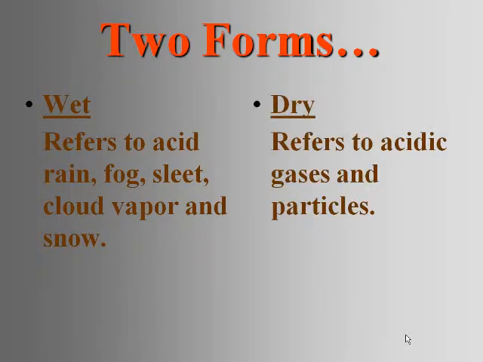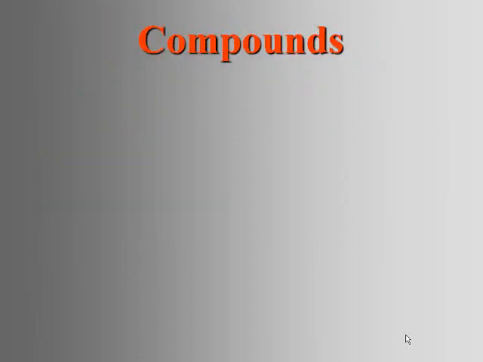Okay, so we can have wet or dry acid rain, 2 different types. The wet type refers to the actual precipitation, anything that's actually falling. For example, rain, fog, sleet, cloud vapor, snow that is acidic. And then the dry acid rain is like a fog, or like a gas or a particle that's released into the atmosphere that is acidic.